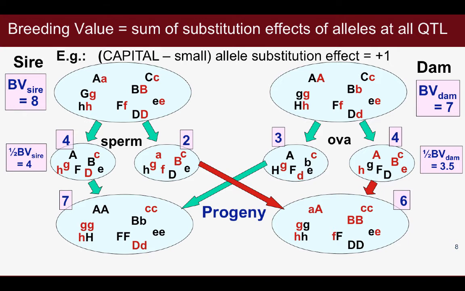The expected or average breeding value of progeny, however, is equal to the sum of the average genetic value of the parental gametes, so it's equal to half times the breeding value of the sire plus half times the breeding value of the dam, which in this case is 4 plus 3.5 is 7.5. And this is probably the most important result on this slide, which is that the average breeding value of the progeny is equal to the average of the breeding values of the sire and the dam. These average breeding values directly translate into differences in phenotype because phenotype is the sum of genetics and environment.